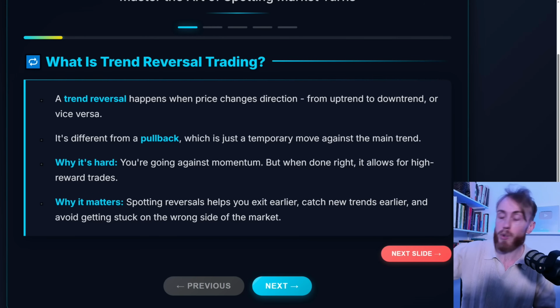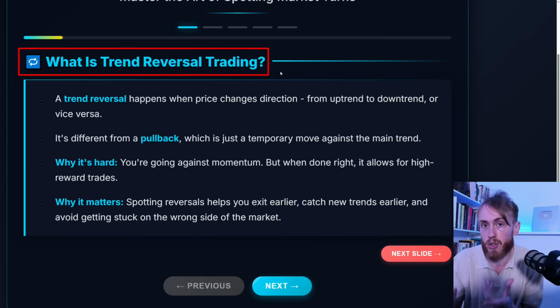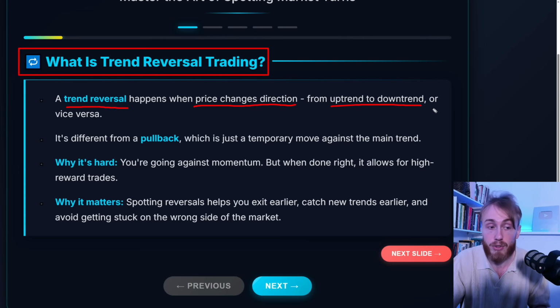But alright, so before we can start trading trend reversals more effectively to make money, we of course first need to know what a trend reversal is in the first place and what is trend reversal trading. Well, a trend reversal happens when price changes direction, so from uptrend to downtrend, or the opposite, so from downtrend to uptrend. And what is very important here is that a trend reversal is different from a pullback.